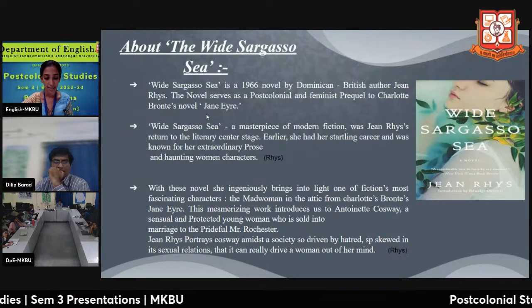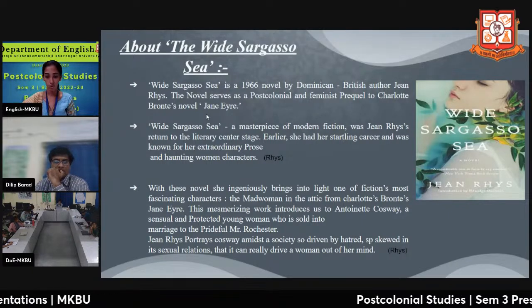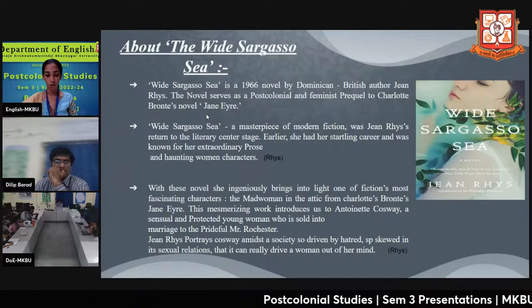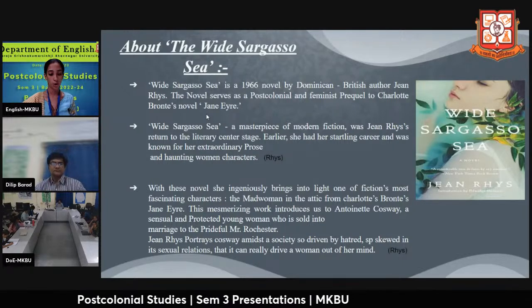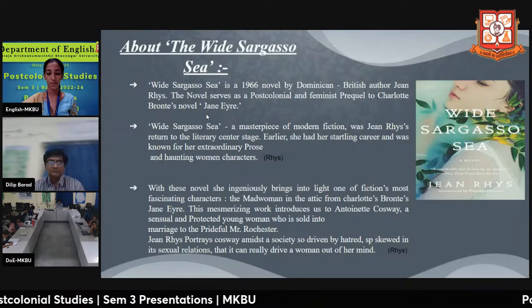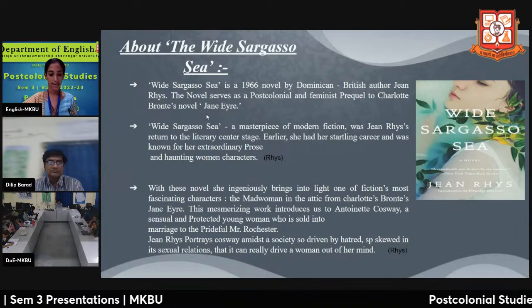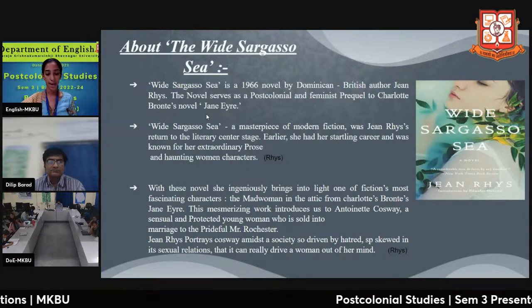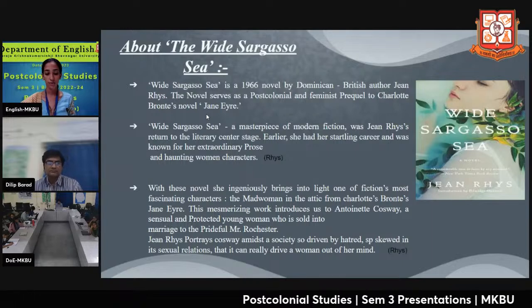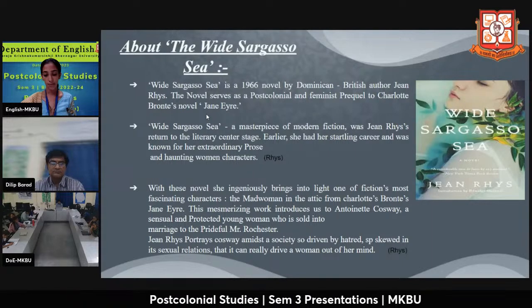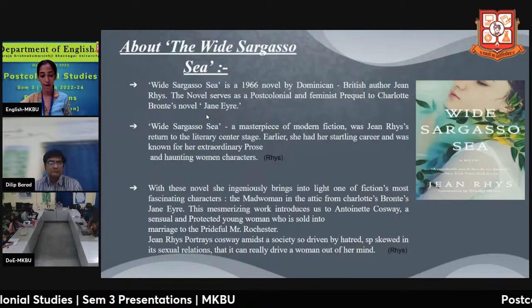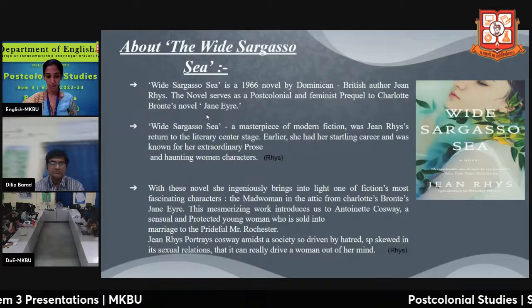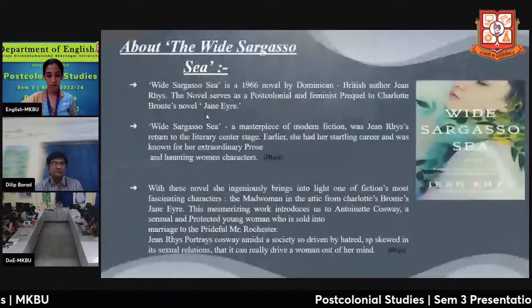This mesmerizing work introduces us to Antoinette Cosway, a sensual and protected young woman who is sold into marriage to the prideful Mr. Rochester. Jean Rhys portrays Cosway amidst a society so driven by hatred and so spiked in its sexual relationships that it can really drive a woman out of her mind.